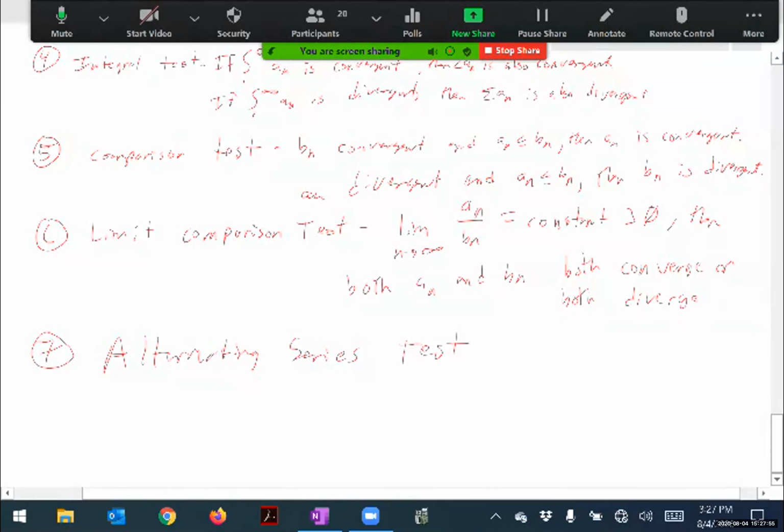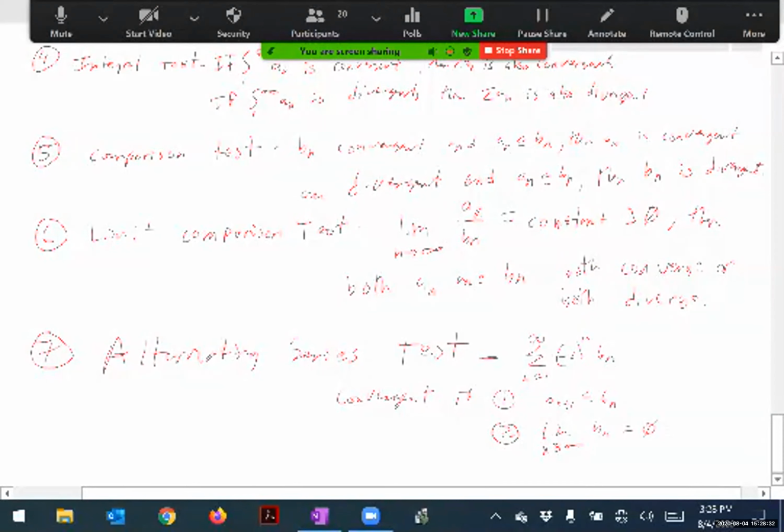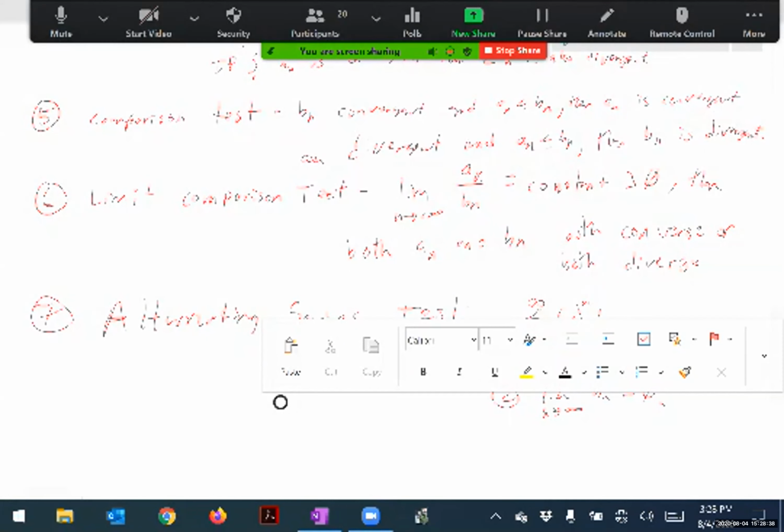Okay, what's the alternating series test? Well, if we have the summation of (-1)^n b_n, n equals 1 to infinity, it's convergent if 1, b sub n plus 1 is less than or equal to b sub n, and 2, the limit as n goes to infinity of b sub n is equal to 0. Okay, then it's convergent.